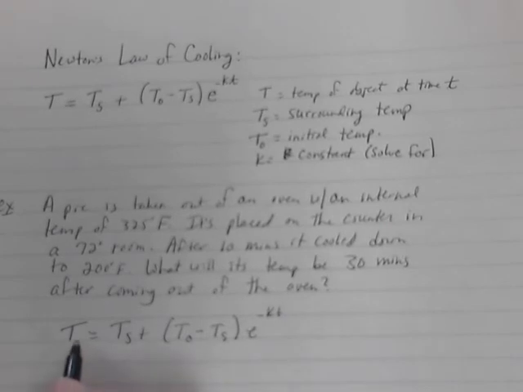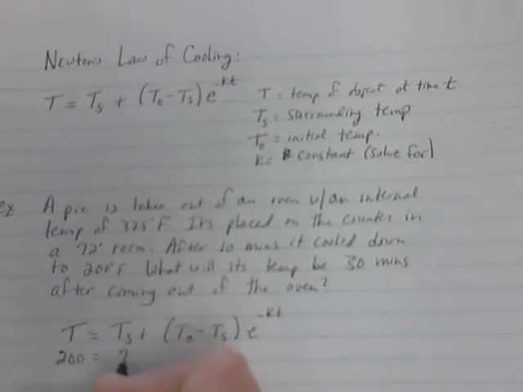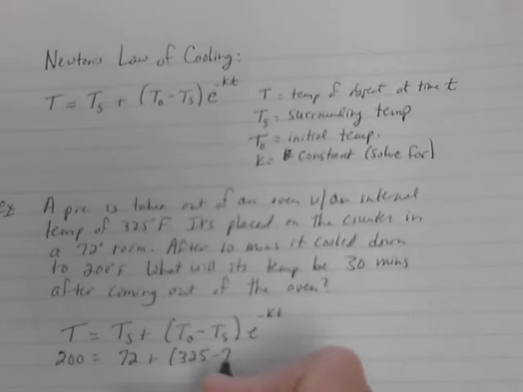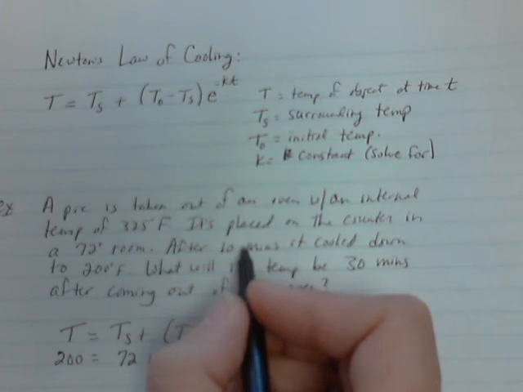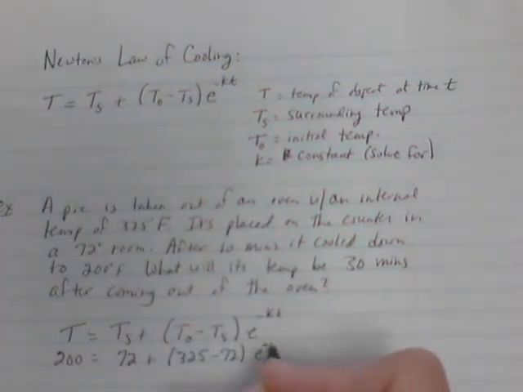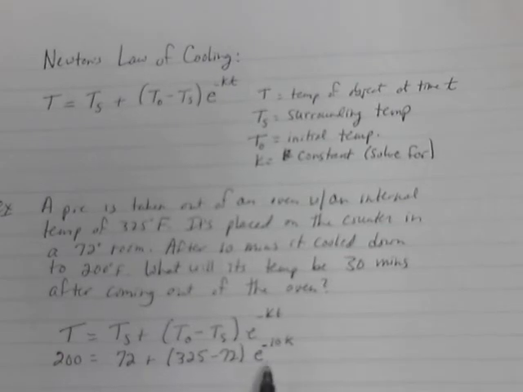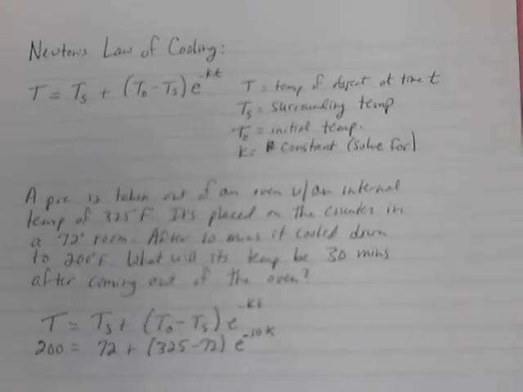The temperature of this pie was 200 degrees. The surrounding temperature is the room temperature. The initial temperature of this pie was 325 degrees minus 72. And it was 200 degrees after 10 minutes after it came out of the oven. So t is 10, so minus 10k. And so our job is to solve for k, and once we get k, then we can plug it into this formula with t equals 30 and figure out its temperature after 30 minutes. So you can grab your graphing calculator, see if you can solve for k in the same way that I do.